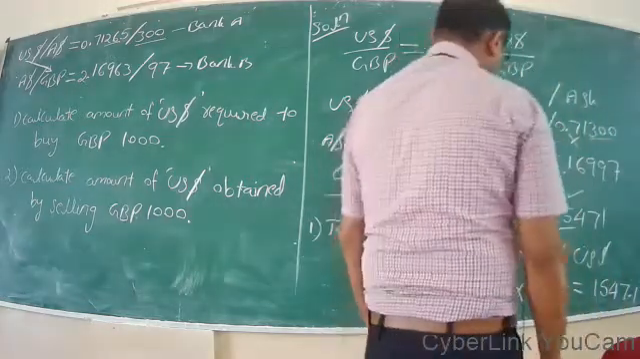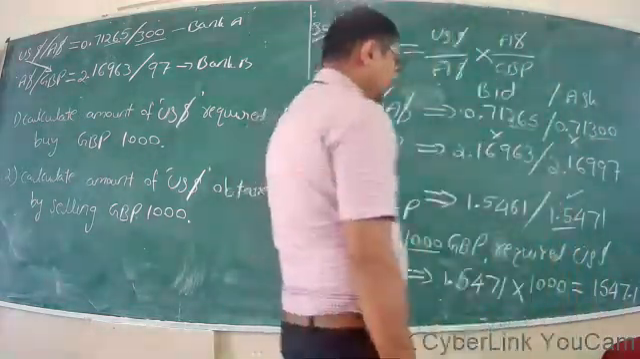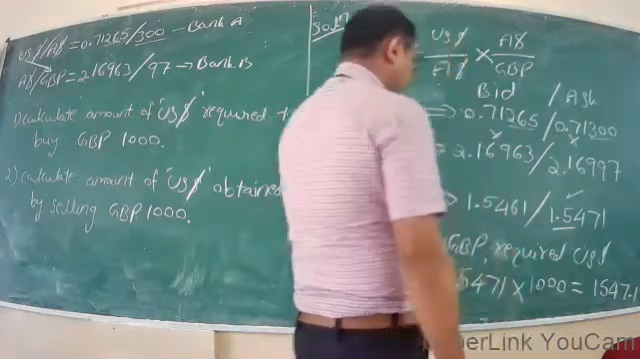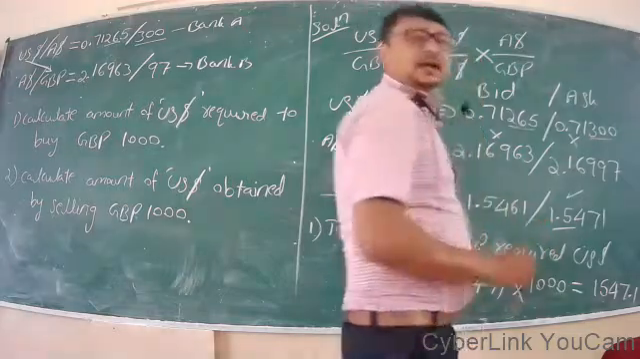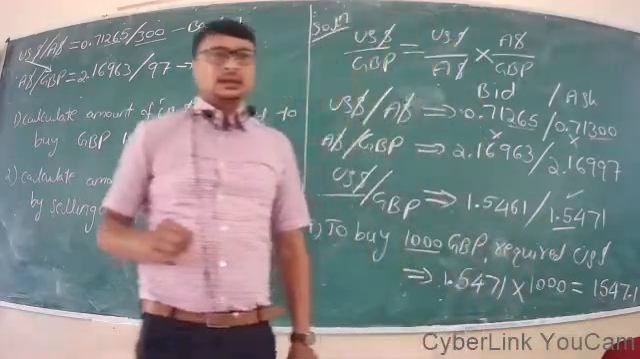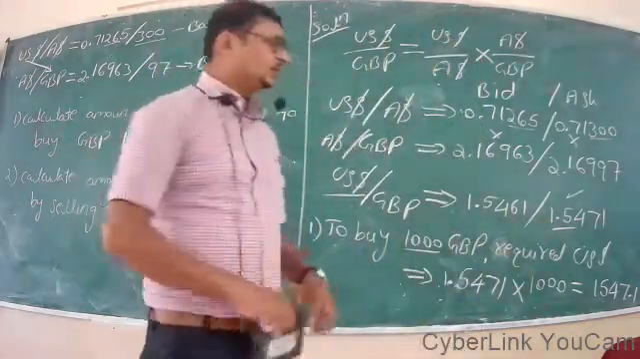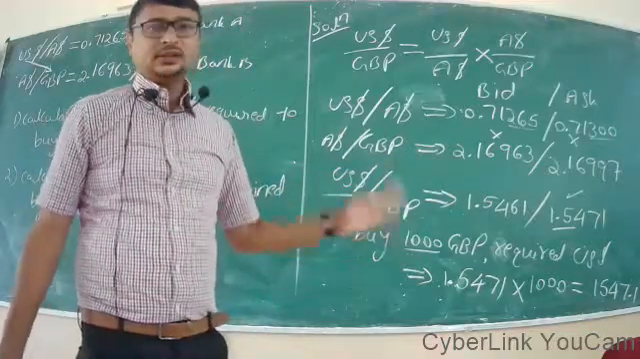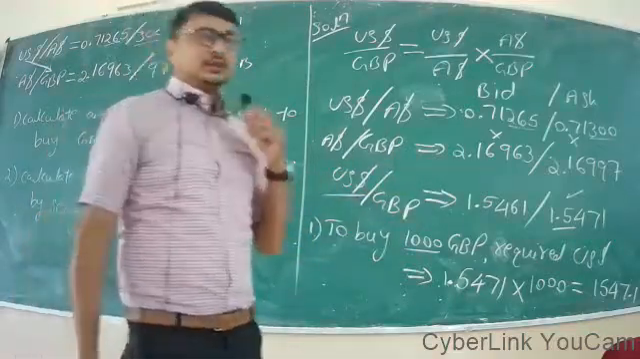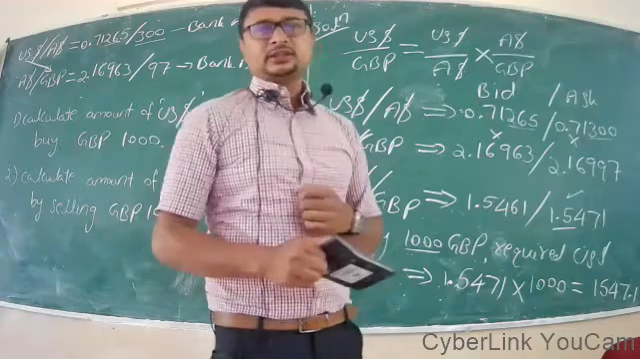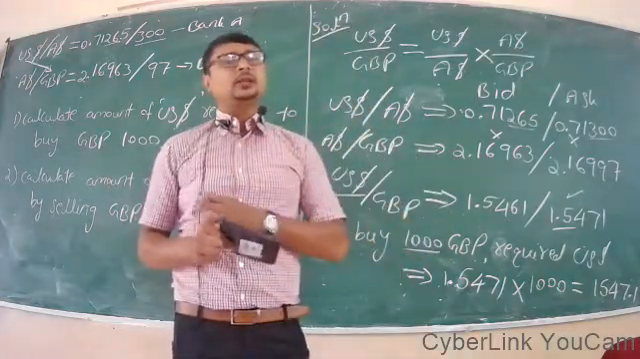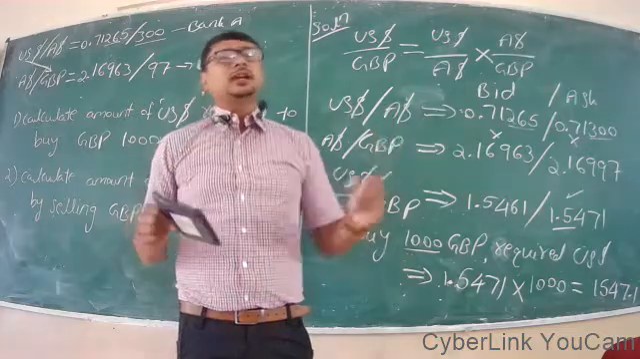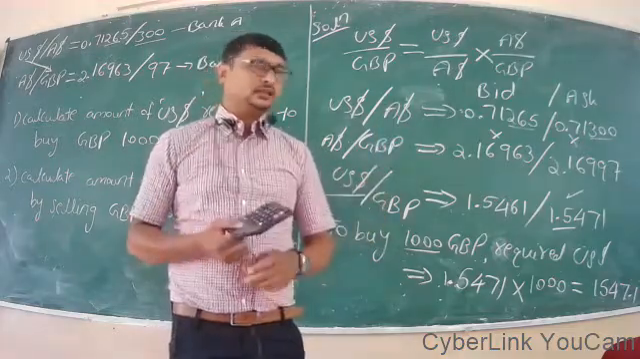To buy 1000 sterling pound, we need 1547. Again, I am stressing this point. So with the answer, currency symbol is a must in your SEM exam. Without the relevant and proper currency symbol, you won't get marks even though your calculations are right.